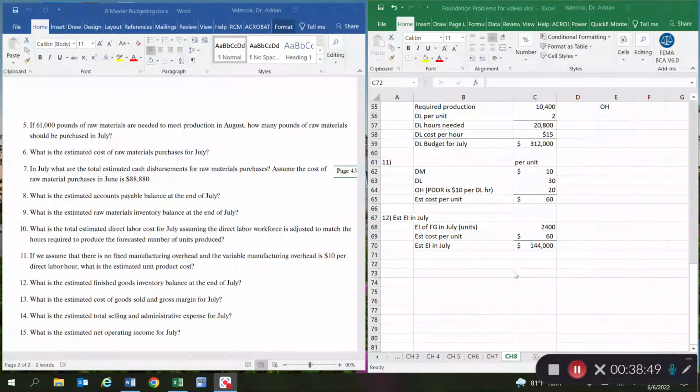Now, 13 asks us, what is the estimated cost of goods sold and what's the gross margin for July? Okay, so let's go ahead and do those two. So estimated cost of goods sold and gross margin for July.